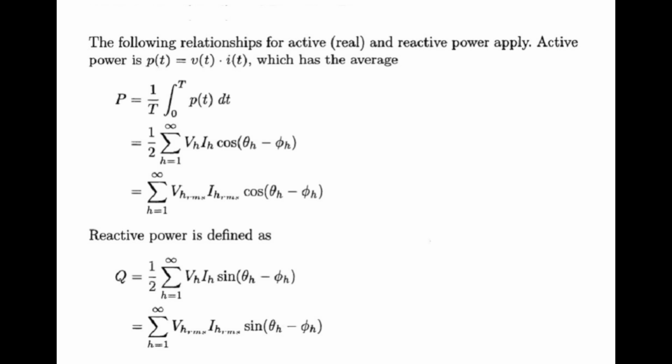Now here I'm going to define the active power and reactive power. The basic formula for active power is V into I into cos theta, and reactive power is defined as V into I into sin theta. This is the basic definition.